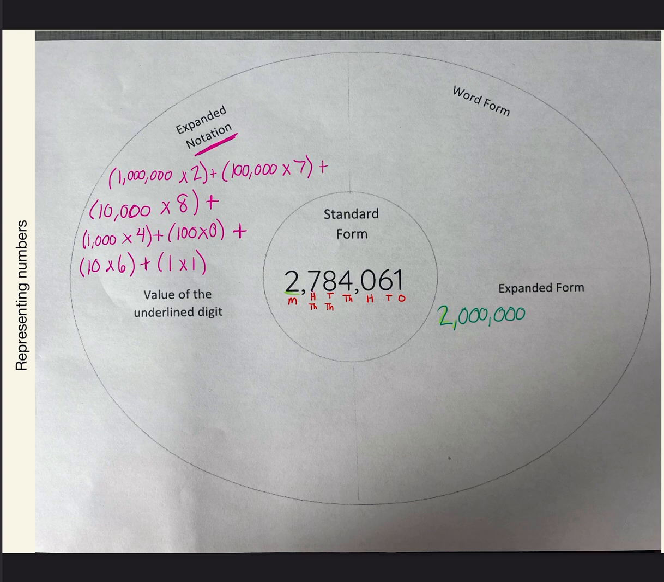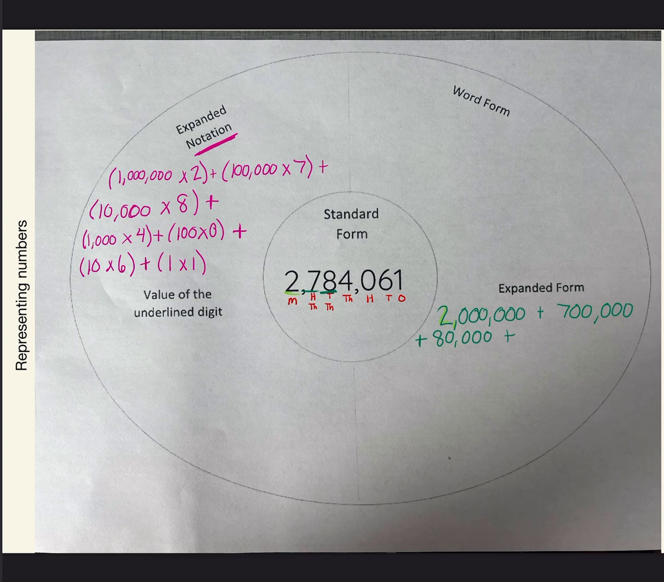Okay, so then I move on to my 100,000 spot. It has a 7, but it doesn't represent a 7. It represents 700,000. So I'm going to write 700,000, which is what represents that 7 right there. Now I keep moving to my 10,000 spot, which has an 8, but it's not just an 8. It's an 8 in my 10,000 spot. So I know that actually represents 80,000.